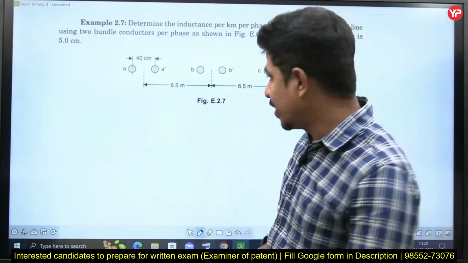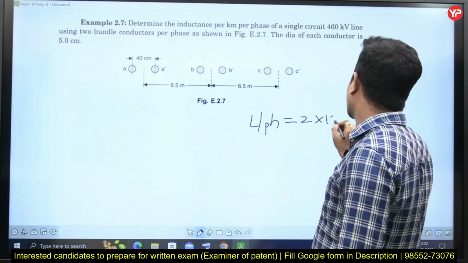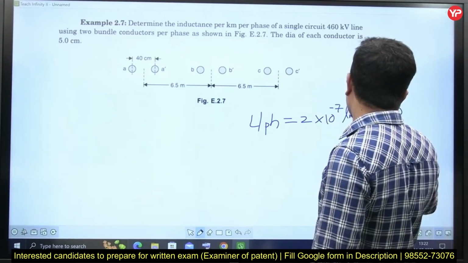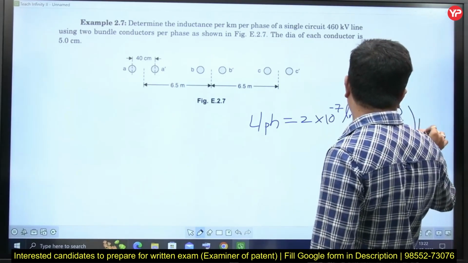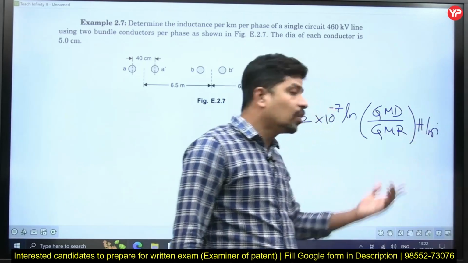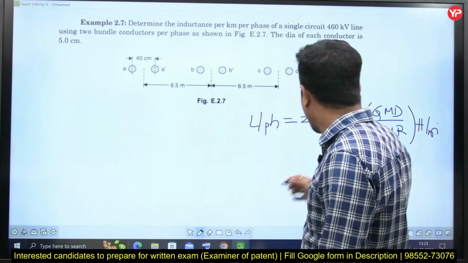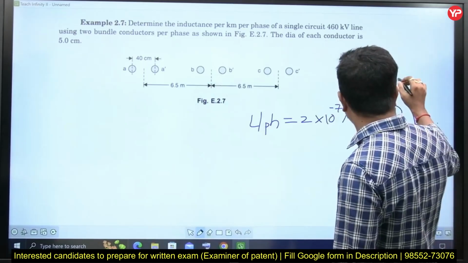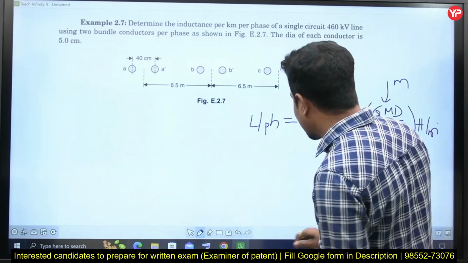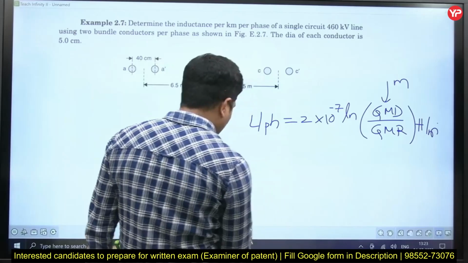L per phase is equal to 2 into 10 to the power of minus 7 into ln of GMD by GMR, Henry per meter is the formula. This is in Henry per meter. If you want per kilometer, per meter is this value, then multiply with 1000. But my point here is, your GMD you will get in meters, GMR you are going to get in centimeters.